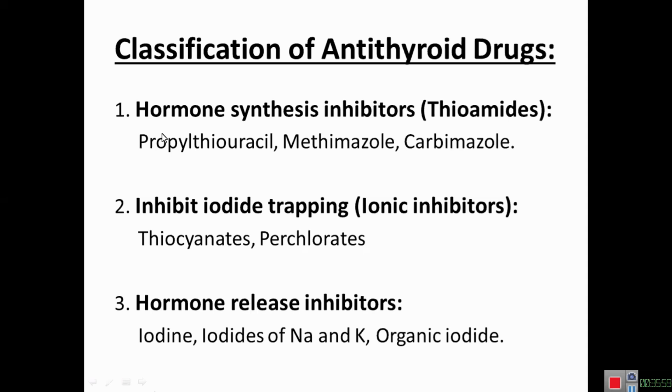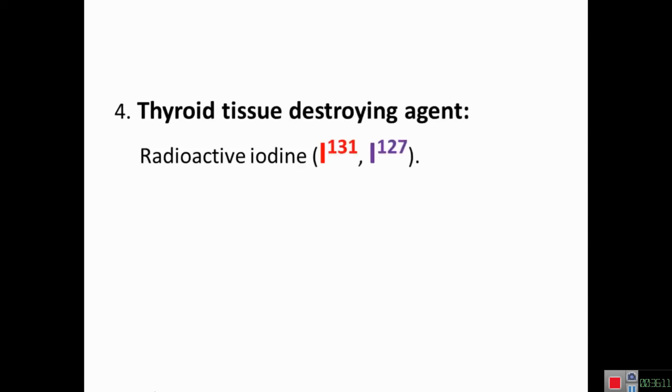So this point number 1 is very very important. You should know the mechanism of action of these groups of drugs. And that is done, then from the radioactive iodides, you should know the difference between 131 and 127, right? You know the difference, right?